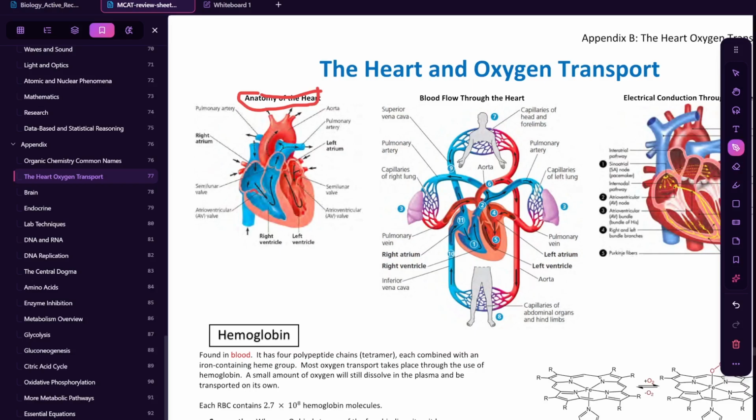And then you also have your valves that connect. So the atrioventricular valve connects the right atrium to the right ventricle. So right atrium and right ventricle, in between them is the atrioventricular valve. And then the left atrium and the left ventricle are connected via an atrioventricular valve as well. So that's easy. It just mirrors each other.